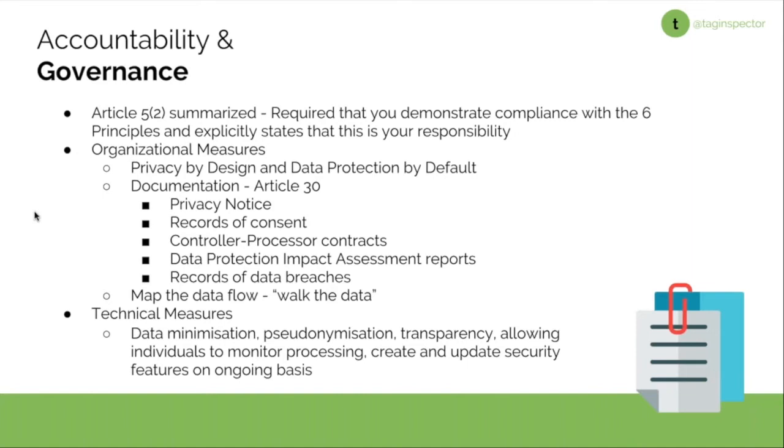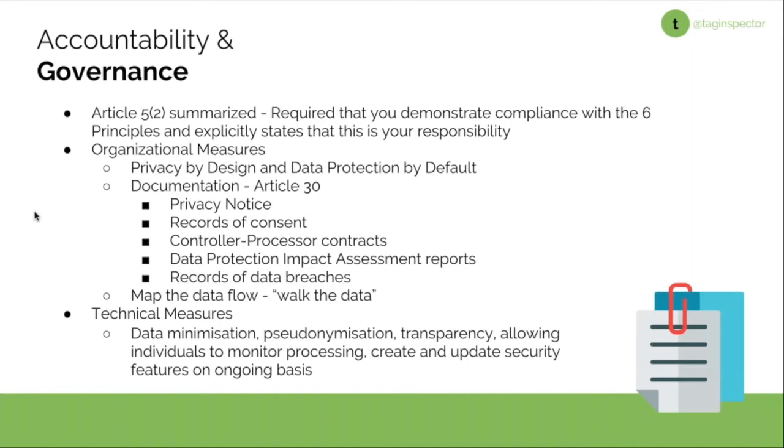There are also organizational measures that you must have in place. You need privacy by design, you need data protection by default. Some of the things that are required from a documentation standpoint: privacy notice, records of consent, controller-processor contracts, like data sharing agreements, must be in place. Data protection impact assessment reports. Those would be those different tests that you're doing both on organizational processes and protections for personal data, as well as records of data breaches. You need to be able to maintain those and provide those upon request.